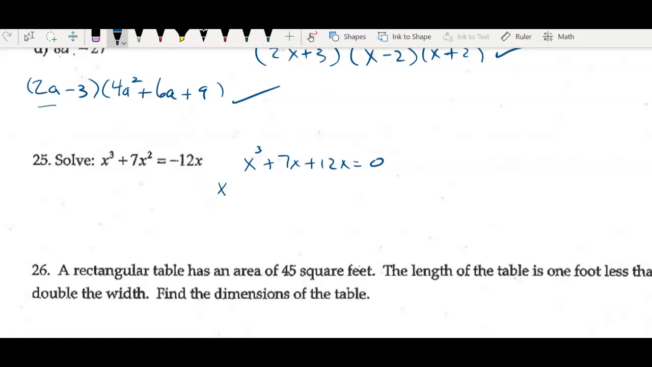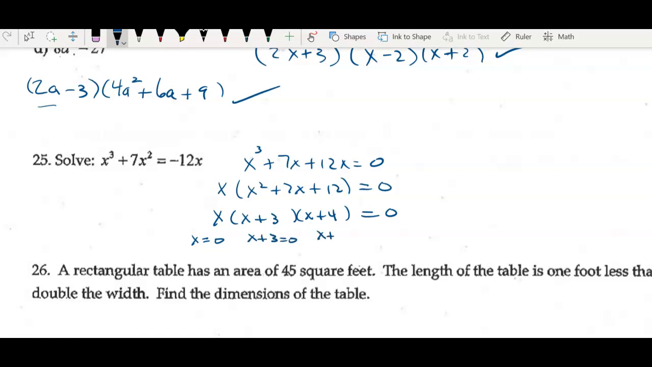Factor, you have a GCF, you can pull out an x. That leaves you with x squared. Once you pull out your x, you're left with a quadratic that you can factor. 2 factors of 12 that add up to 7, or 3 and 4. And then you basically set each factor equal to 0 and solve. So of course you get x equals 0, -3, and -4. And there are your answers.